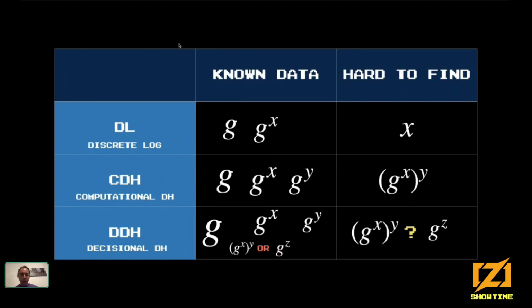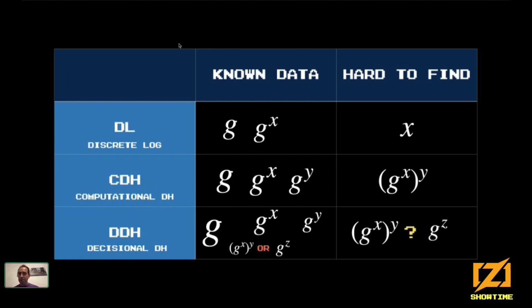So if you read a paper about crypto or security proofs, you're going to see a lot of these acronyms: DL, CDH, DDH. What does that mean? This is just a set of problems that we assume to be hard. So the first one: given that somebody knows G, which is completely public, and G to the X, find the X is hard. This is something that we want to be hard. And a lot of constructions in cryptography depend on this problem being hard.